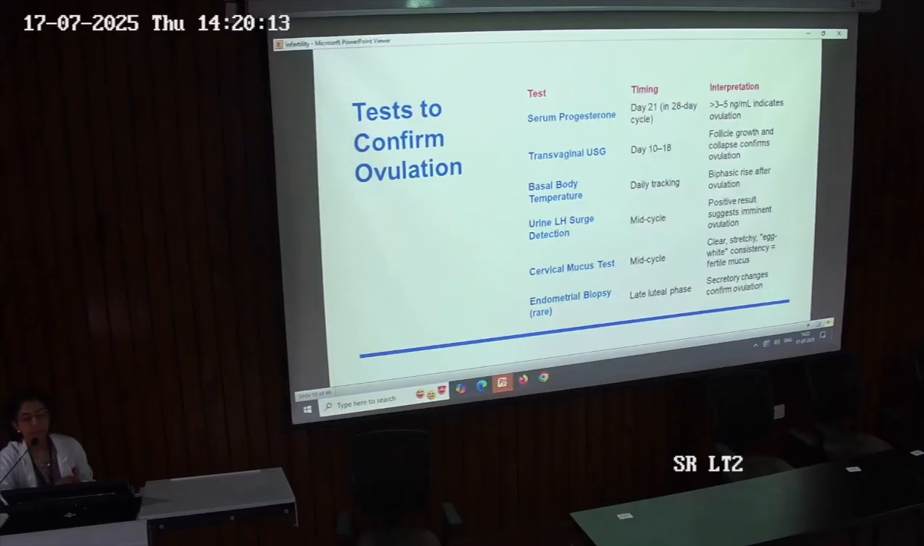So we have different tests to confirm ovulation, but the most important one is follicular monitoring by transvaginal sonography, or if the patient presents in the luteal phase, then we check the serum progesterone level, and it should be more than 3 nanogram per ml. Other tests like basal body temperature, BBT, you should know from the examination point of view. Urine LH surge kits are there. If the kit shows a double line, meaning LH surge, then ovulation is imminent in the next 24 hours. Cervical mucus test is almost obsolete, and endometrial biopsy is an invasive or operative procedure, so usually we avoid it.